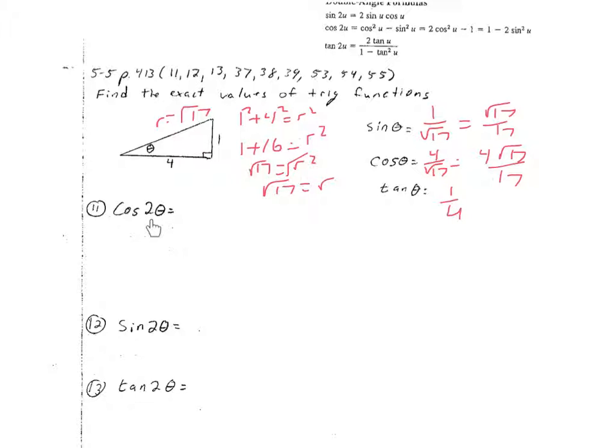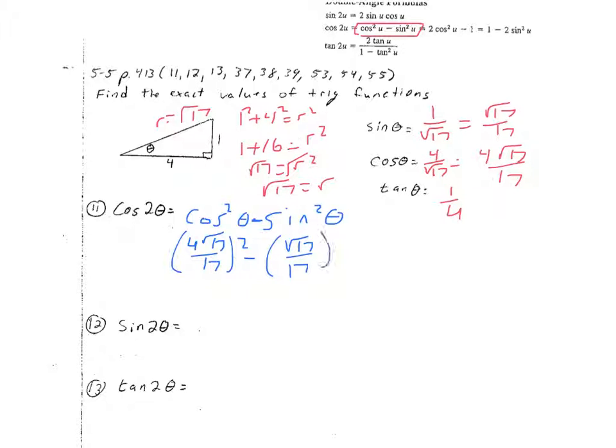Question 11, we have to find the cosine of 2 theta, so we would be using the cosine 2u formula. And remember, this is like 3 different formulas, so this will be the formula I'm going to use. Writing my formula, I'm going to be using cosine squared theta minus sine squared theta. I plug in my values. My cosine value is 4 square roots of 17 over 17. So we're going to have 4 square roots of 17 over 17 squared minus the sine value of the square root of 17 over 17 squared.